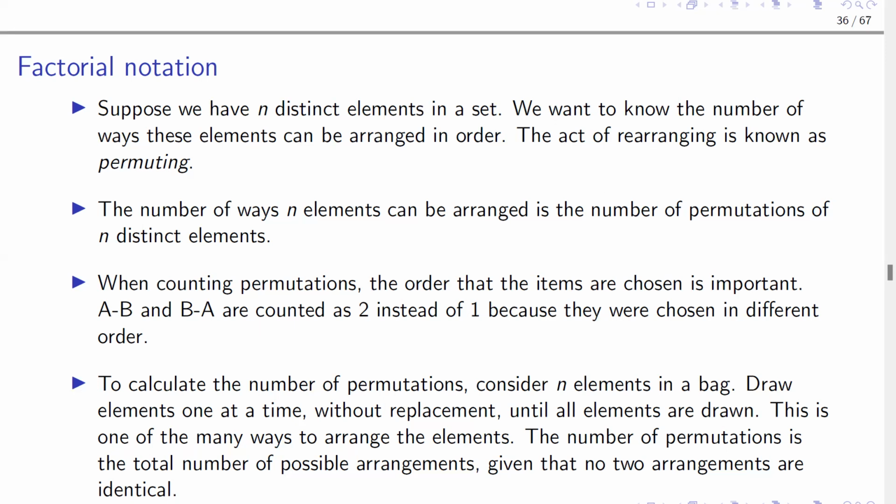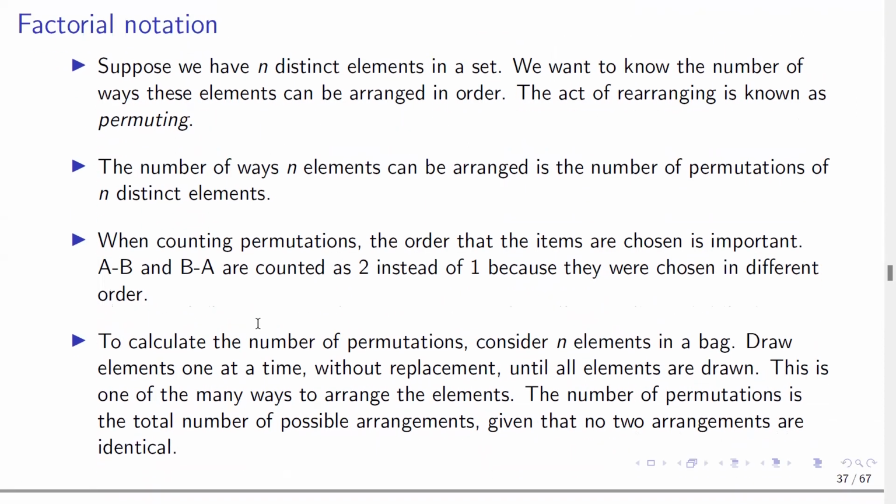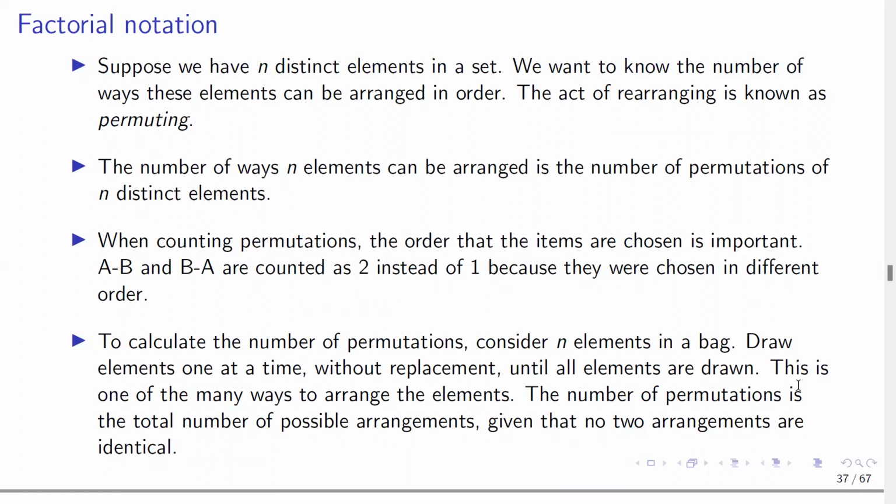All right. Now, to calculate the number of permutations, consider n elements that are in a bag. Draw elements one at a time. Take note that these elements are distinct. Each of them is unique. So, for example, the students in your class, everyone is distinct. You don't have two of the same person in your class, okay? So how do you arrange such n distinct elements in a bag in some order? We'll take them out one by one until we have drawn everything.